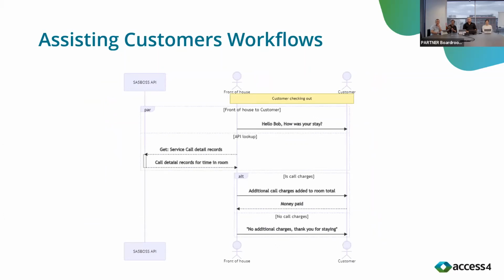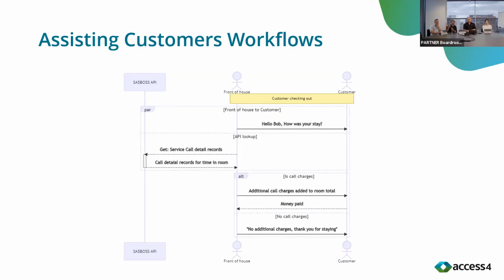So when someone is checking out of a hotel, if the customer's charging for calls for that hotel room, it can do a quick API call back into SASBOSS, has a look, are there any call charges made in the past while that end customer was checked into that room. So you can pull that information and add that to that customer's invoice or the end user's invoice straight away, rather than having to chase them up after the fact or anything like that. Makes it much easier from that side as well.